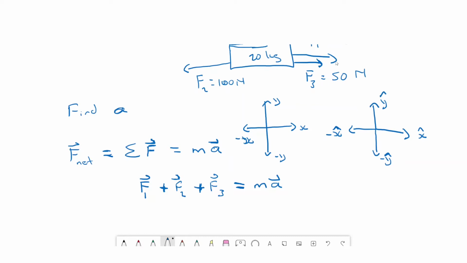Now let's look at F1. F1 is facing that way, which means that F1 is going to be positive. So where I see F1, I'm going to put positive. I'm no longer going to write positive x, y, I'm no longer going to do that.